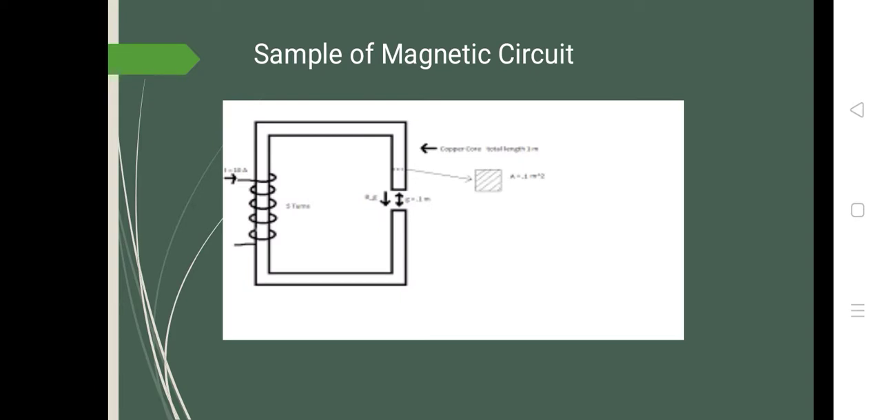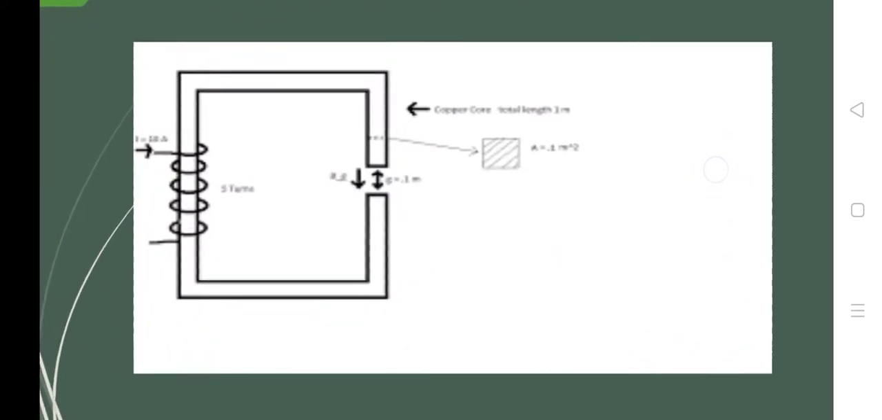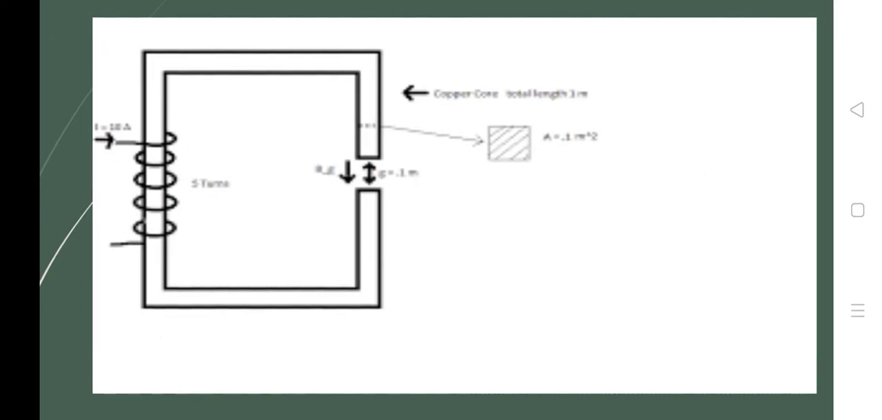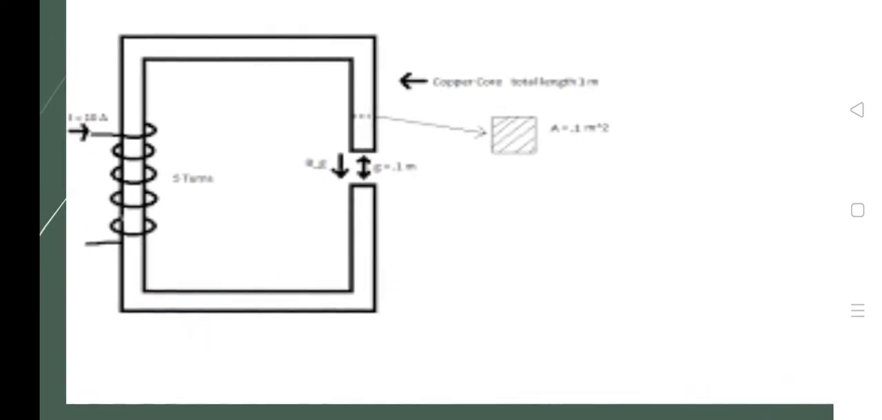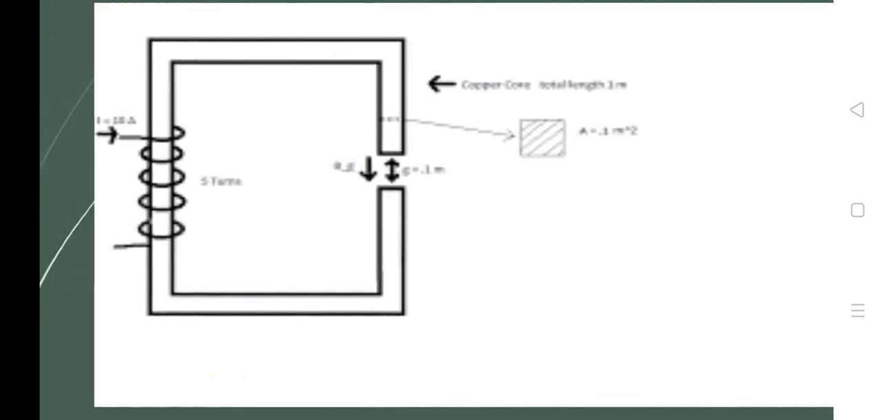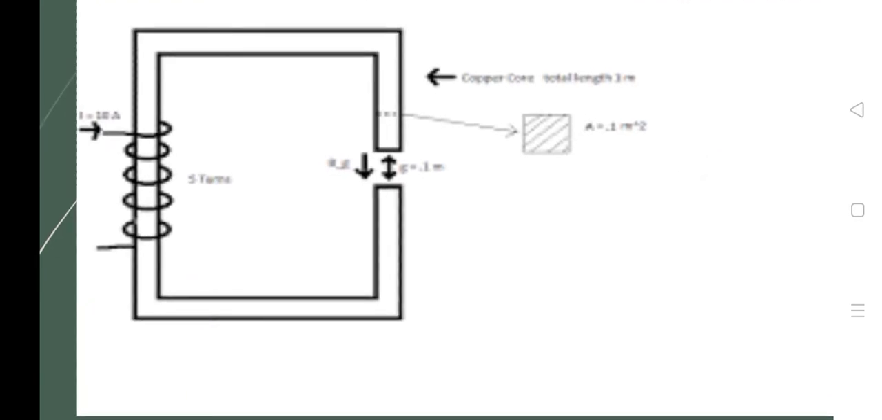Sample of magnetic circuit. So this is my sample of a magnetic circuit, which has the current. We have all of 5 turns and the material given.